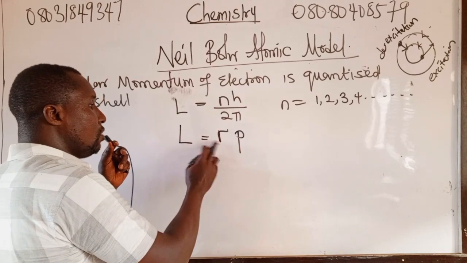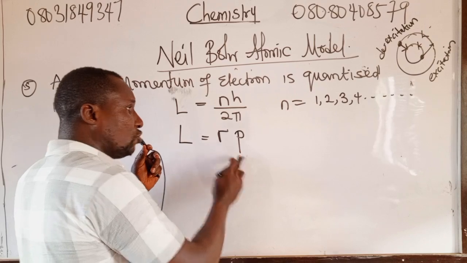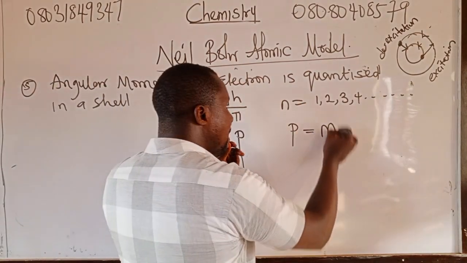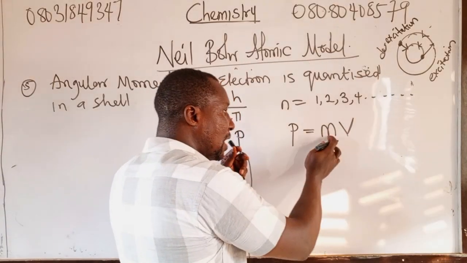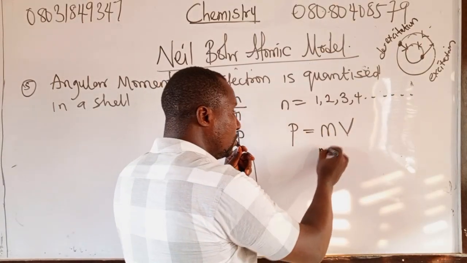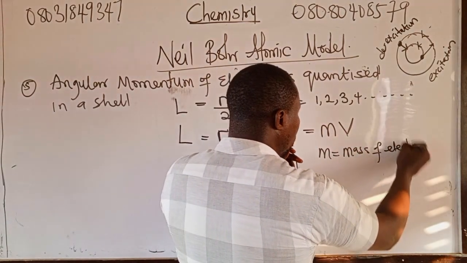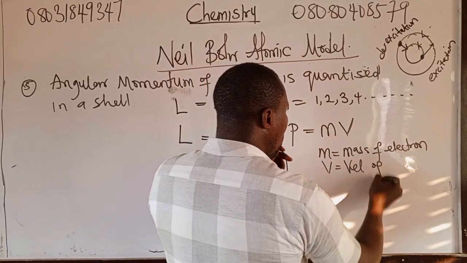Angular momentum equals the radius of the shell multiplied by the linear momentum. And what is linear momentum? Linear momentum is a product of mass and velocity. M is the mass of the electron, and v is the velocity of the electron.